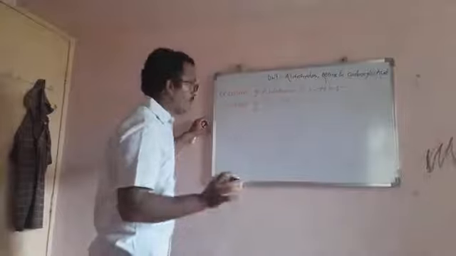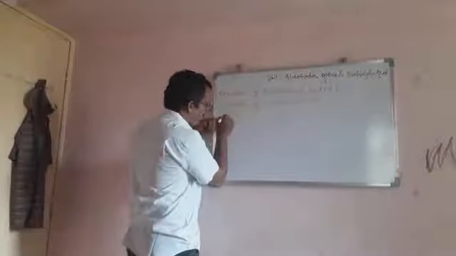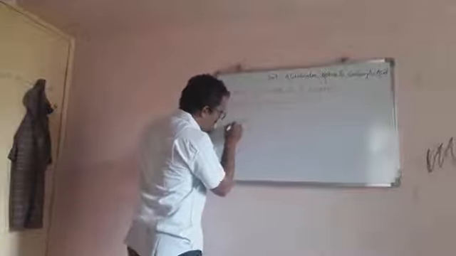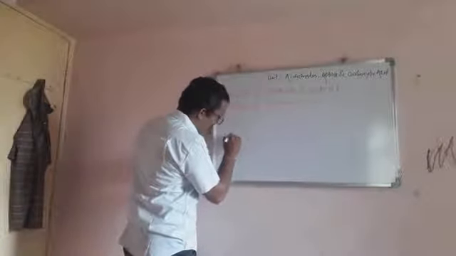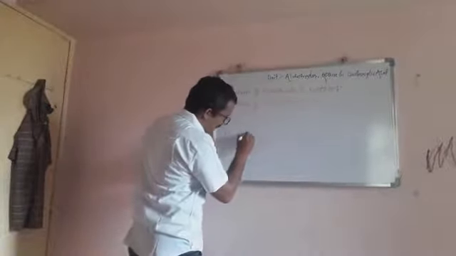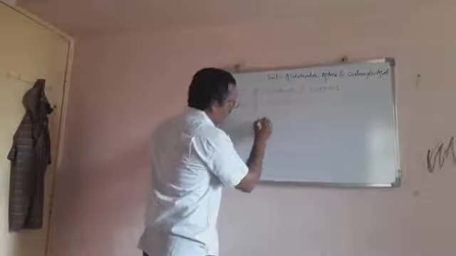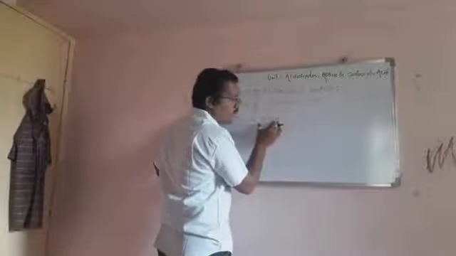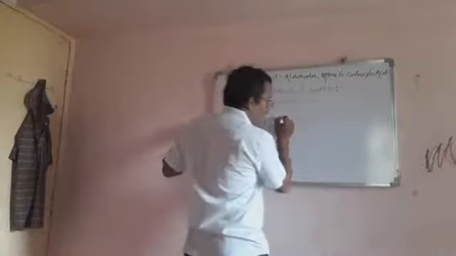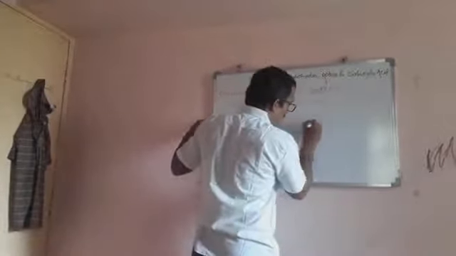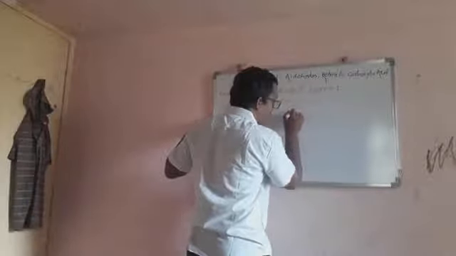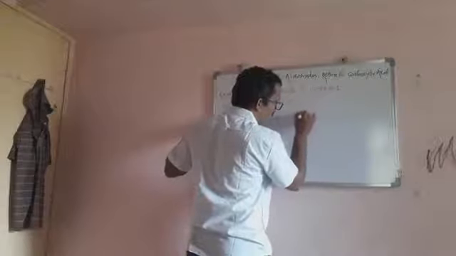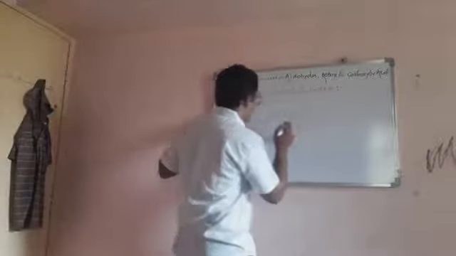The reaction is RCHO. This is the aldehyde. This aldehyde reacts with an alcohol, that is R'OH. This is the alcohol, and this alcohol reacts with dilute HCl to get converted to what?